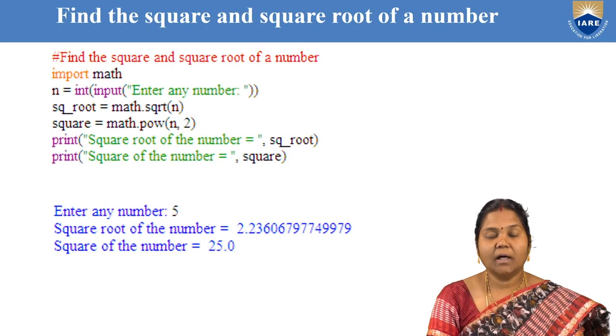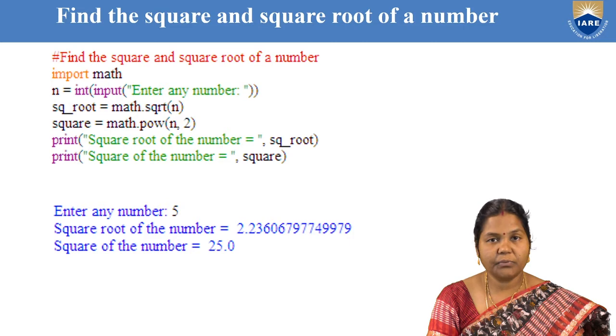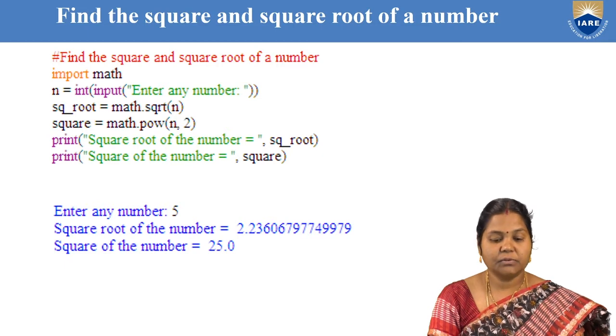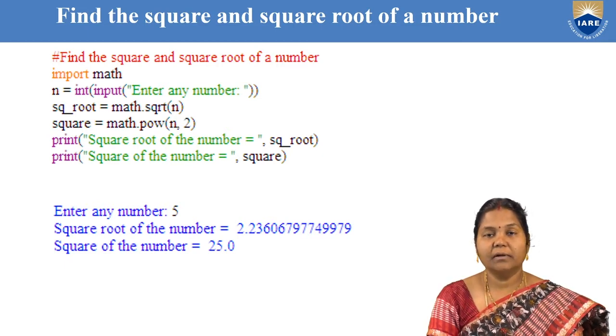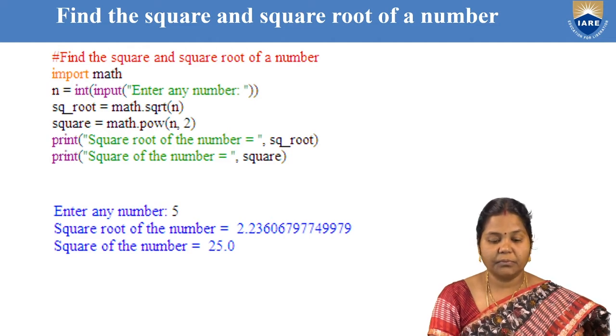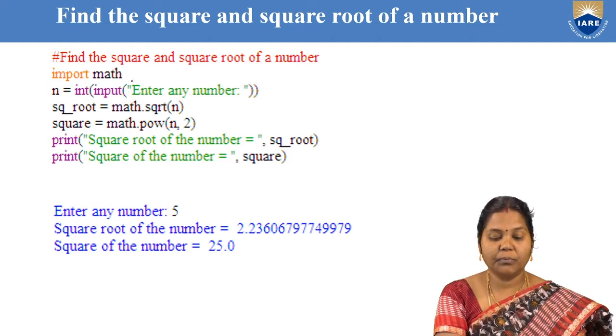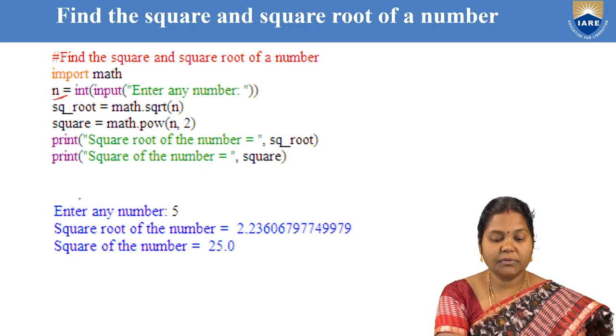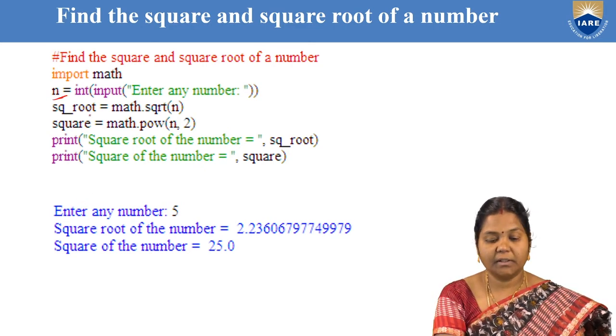Now let us see how to find out the square and square root of a number using the built-in functions present in the module math. So first of all, we have to import the math module and then use the functions present in the math module. You have to write import math, then read a number for which you want to find out the square and square root. So n is nothing but the input. So n is equal to int of input of enter a number.